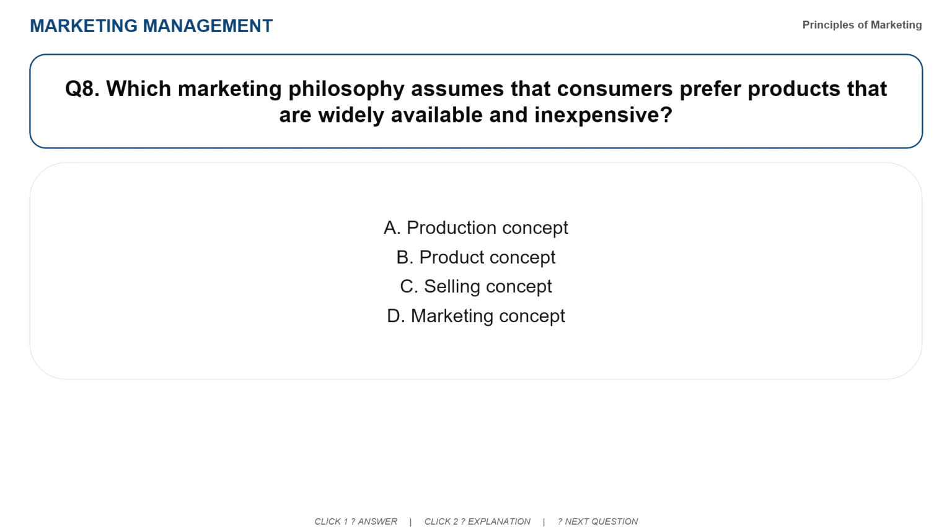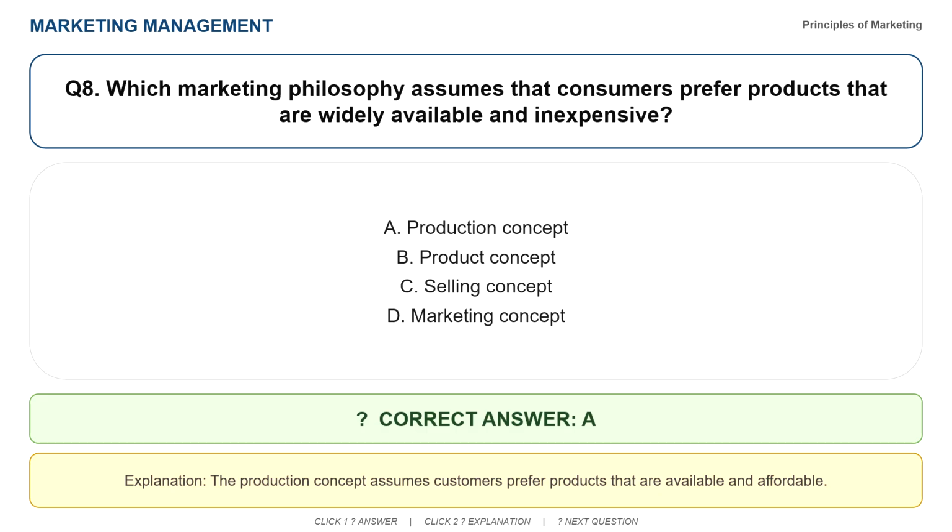Question 8. Which marketing philosophy assumes that consumers prefer products that are widely available and inexpensive? Option A, production concept. Option B, product concept. Option C, selling concept. Option D, marketing concept. The correct answer is A. Explanation. The production concept assumes customers prefer products that are available and affordable.